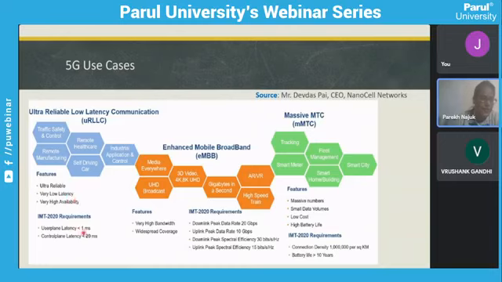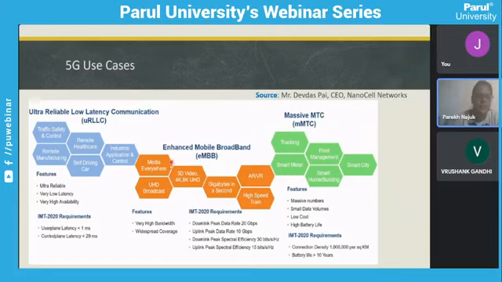Okay, and what are the requirements? The user plane latency should be less than 1 millisecond, and control plane latency should be less than 20 milliseconds. Okay, these are the requirements to achieve this URLLC, to achieve these applications: self-driving car, remote manufacturing, healthcare, industrial application, and all that.